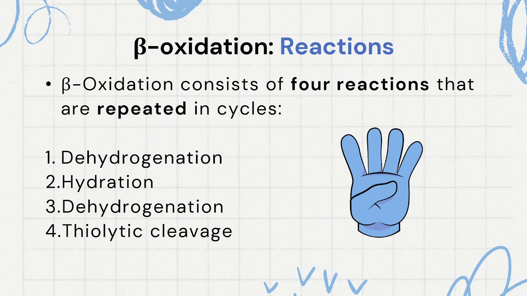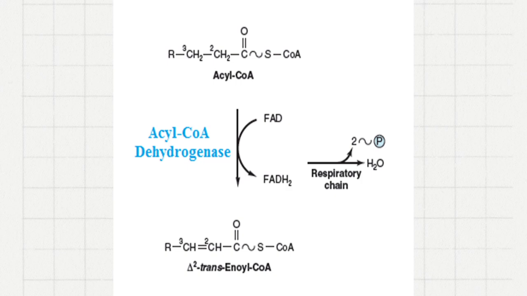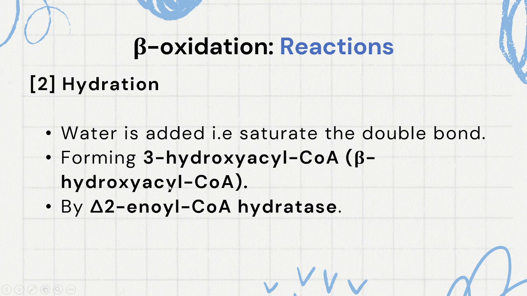The 4 reactions of the beta oxidation cycle include dehydrogenation, hydration, dehydrogenation, and thiolytic cleavage, in that order. The first reaction, the dehydrogenation of acyl-CoA, will remove 2 hydrogen atoms from the beta and alpha carbon atoms. They will be received by FAD to form FADH2, which will proceed to the electron transport chain. And this will create a double bond, and our product here is a delta 2 trans enoyl-CoA, and the enzyme is acyl-CoA dehydrogenase.